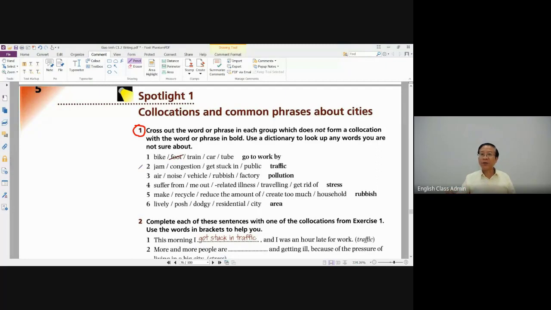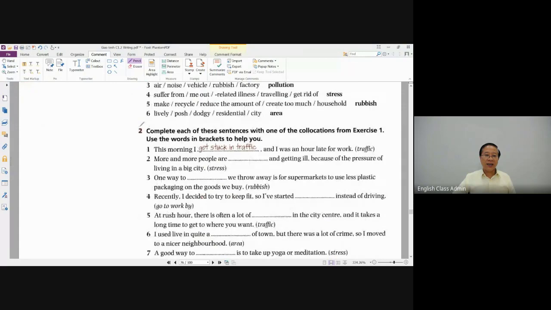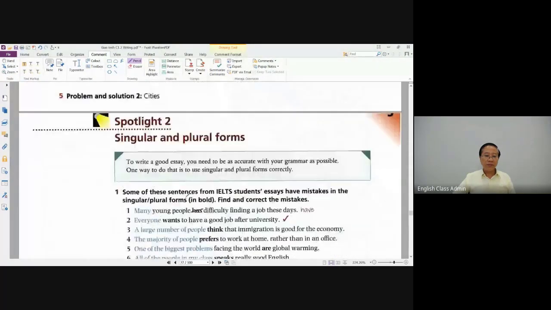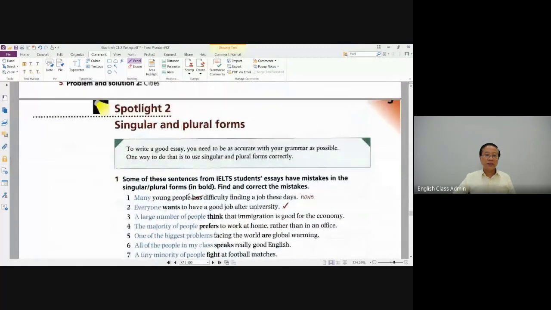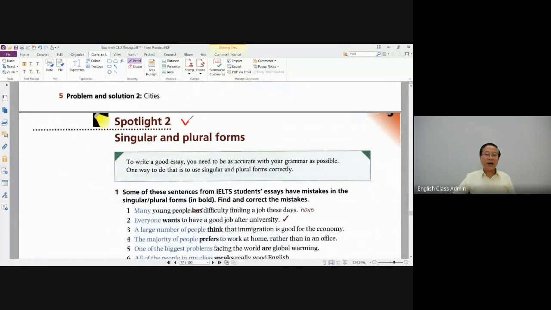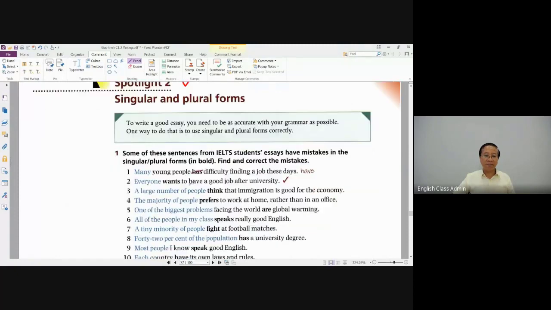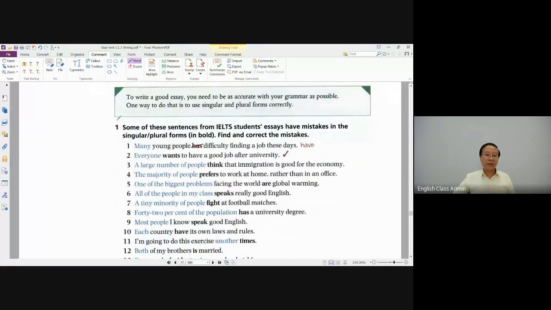Write in full in your notebook. Okay? Don't just make notes on your material. Write in full in your notebook. And exercise 2. This one helps you to learn more about accuracy in grammar. Therefore, you are supposed to do exercise 1.